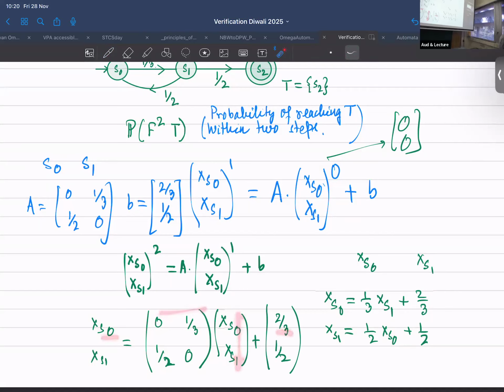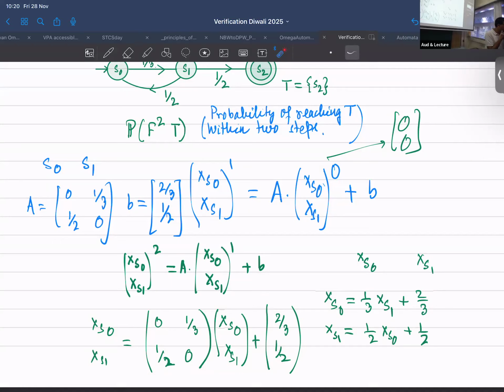XS1 is half XS0 plus half. So this is the matrix, the linear recurrence, the linear equations that we set up. So now you have to compute that. Have you got it?